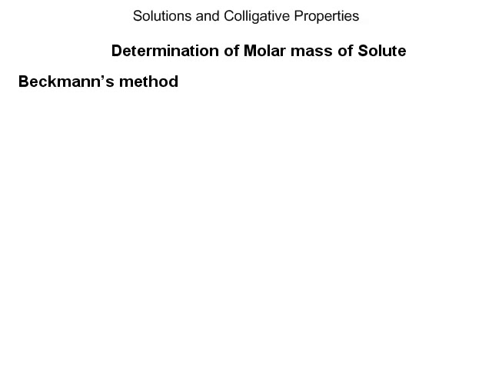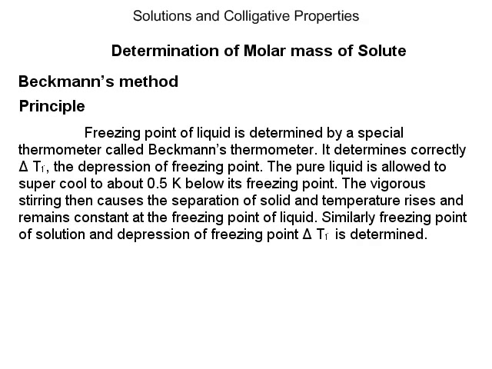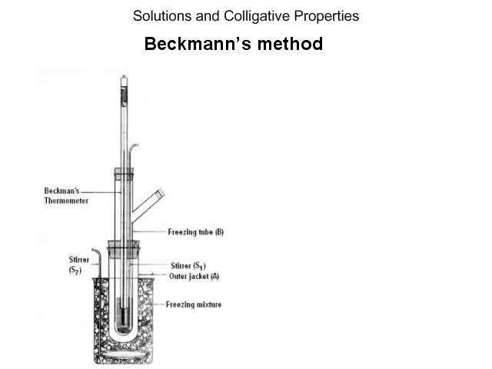Determination of molar mass of solute, Beckmann's method. Principle: freezing point of liquid is determined by a special thermometer called Beckmann's thermometer. It determines correctly delta Tf, the depression of freezing point. The pure liquid is allowed to supercool to about 0.5 K below its freezing point. The vigorous stirring then causes the separation of the solid and the temperature rises and remains constant at the freezing point of the liquid. Similarly, freezing point of the solution and depression of the freezing point, delta Tf, is determined. M2 is equal to 1000 Kf W2 upon delta Tf W1 grams per mole.